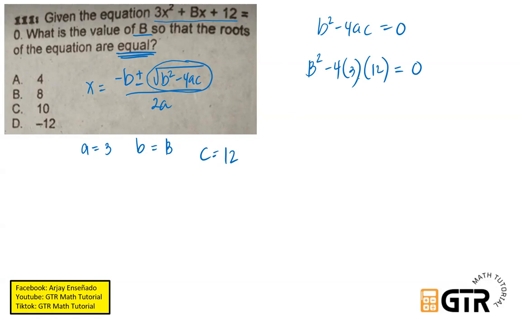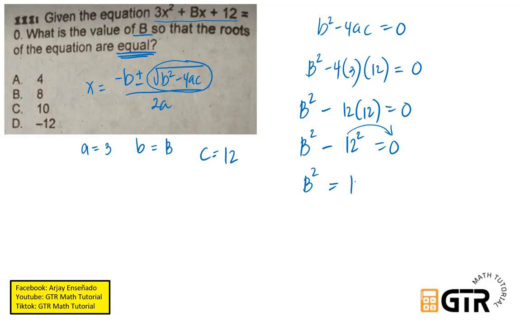Okay, equals 0. So we have B squared minus 4 times 3, that is 12. So lagay ko na lang dito, 12 times 12. Okay, para hindi ko na i-multiply yan kasi ayun na agad, yung may square. Tapos pwedeng isulat yan as B squared minus 12 squared equals 0. So we have B squared equals, lipat natin sa kabilang side. So we have 12 squared and then extract the square root of both sides para makancel na. Parehas yan. So therefore, B is equal to plus or minus 12.